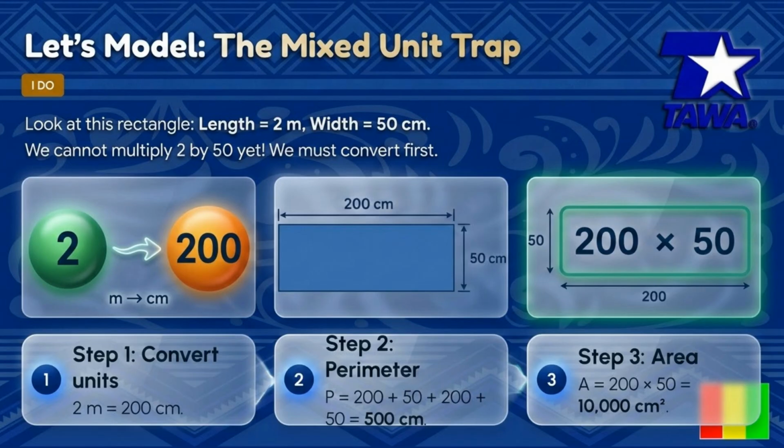Be careful of the mixed unit trap. If a rectangle has a length of 2 meters and a width of 50 centimeters, you must convert units first. For example, 2 meters to 200 centimeters, before finding the perimeter and area.